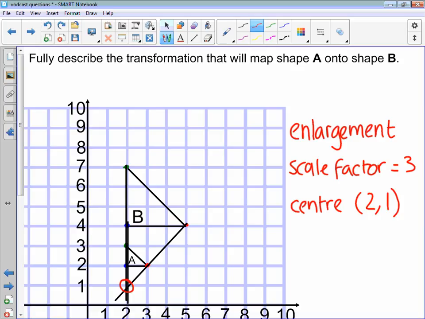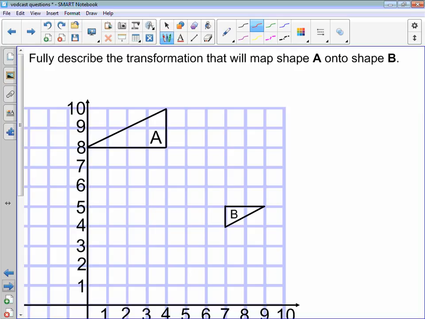Now let's look at another example. Okay, again we're going to map shape A onto shape B. So as they are different sizes, I can say that it's going to be an enlargement. This time I need to be really careful when I pick my corresponding sides to describe the centre of enlargement and also to describe the scale factor.